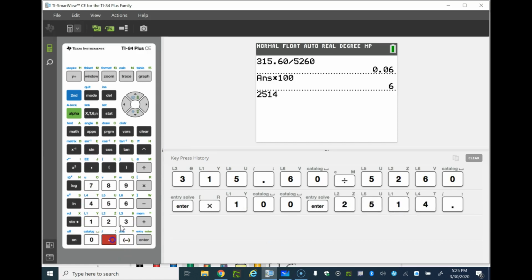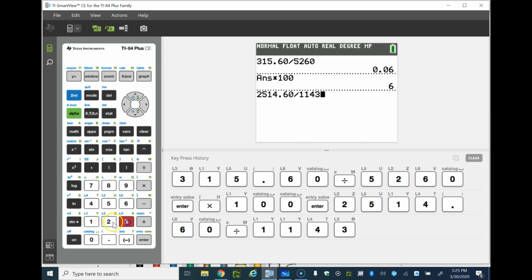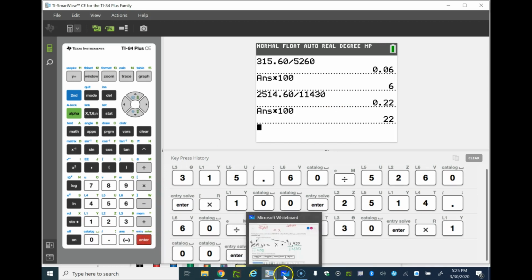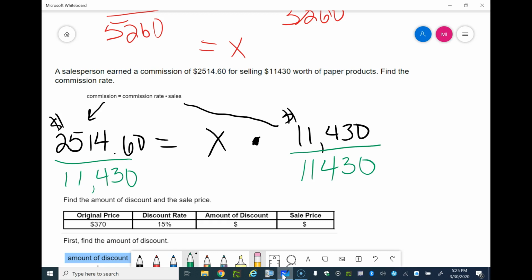Type in the number 0.60. And then from this one here, again, 0.22. Remember, we're looking for a commission rate. So that means we have to times this by 100 to change it to a percentage. So we get 22%. So that cancels. So over here, all this is equal to 22%.